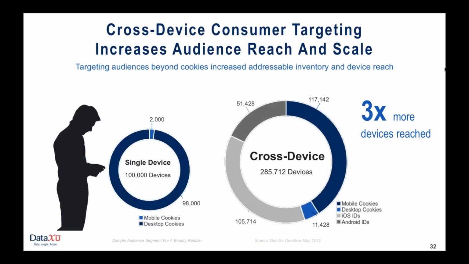So you can see with this device graph data that we can take a pool of 100,000 devices and grow that 3x. This enables better targeting across all of our devices, especially in mobile, where activating data has been particularly challenging. So here you can see that a pool of only 2,000 mobile cookies was eventually grown to 270,000 mobile IDs. This creates an enormous opportunity for growth in our mobile strategy, and particularly in audience targeting on mobile.